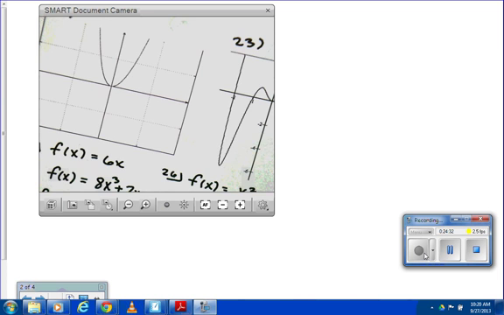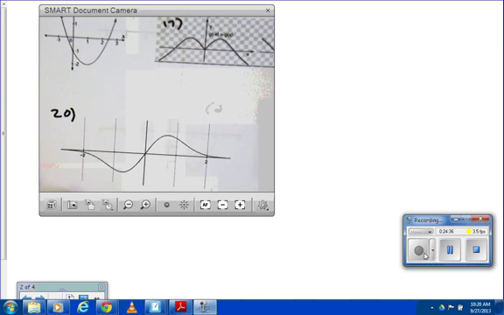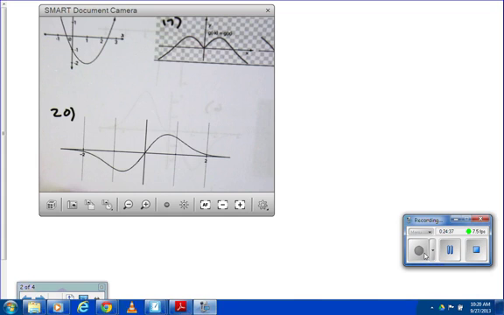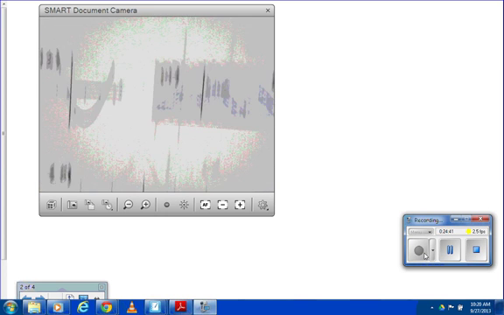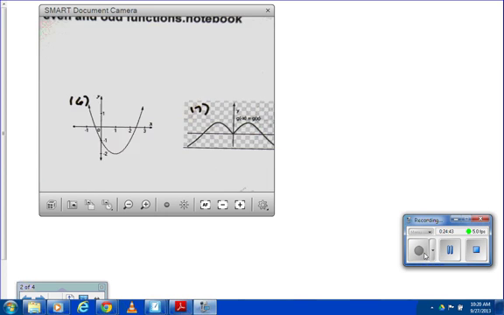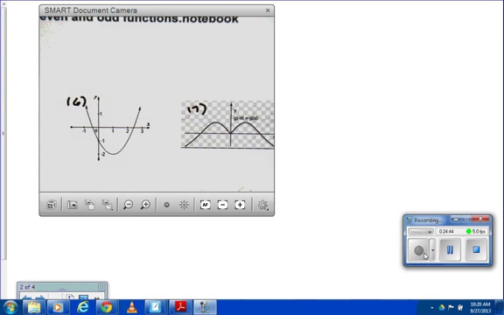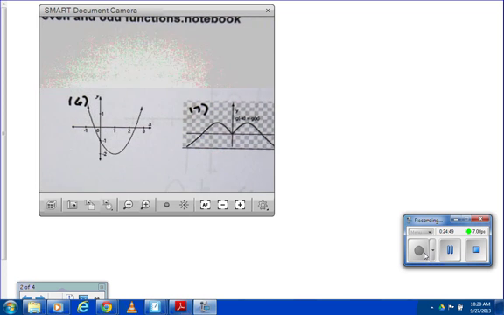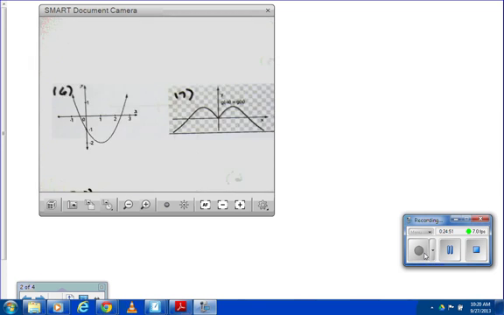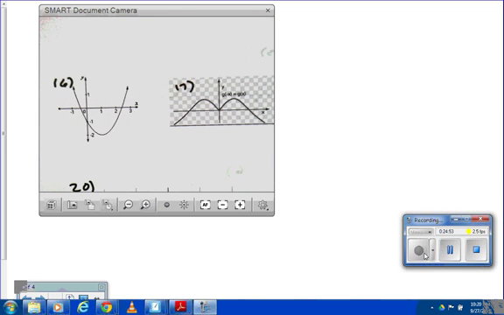Number 16. Yeah, neither. Oh, what's the deal? It's not zooming on my computer, though. That's weird. It's like zooming on a smartboard, not the computer.